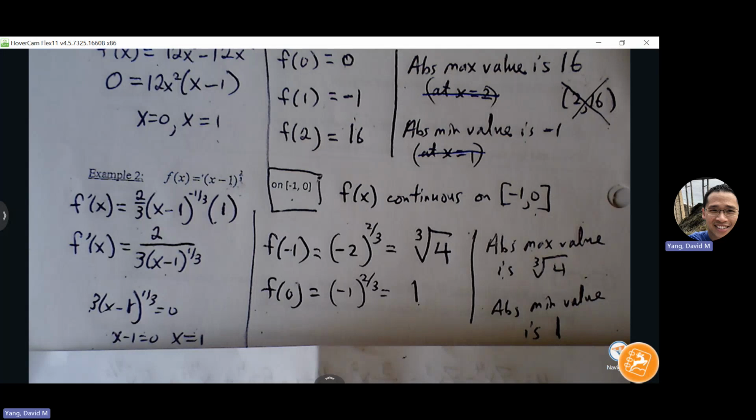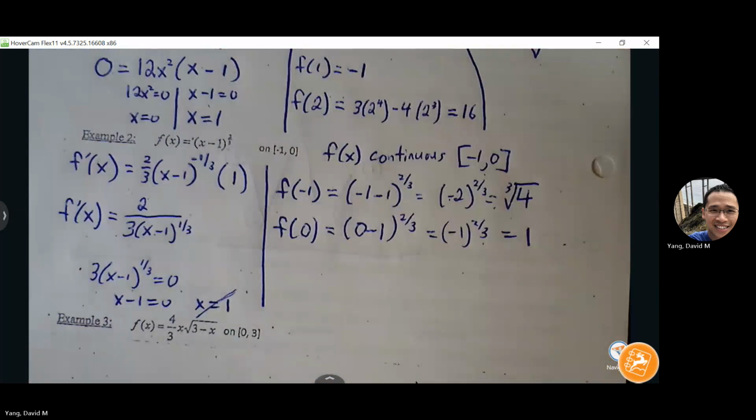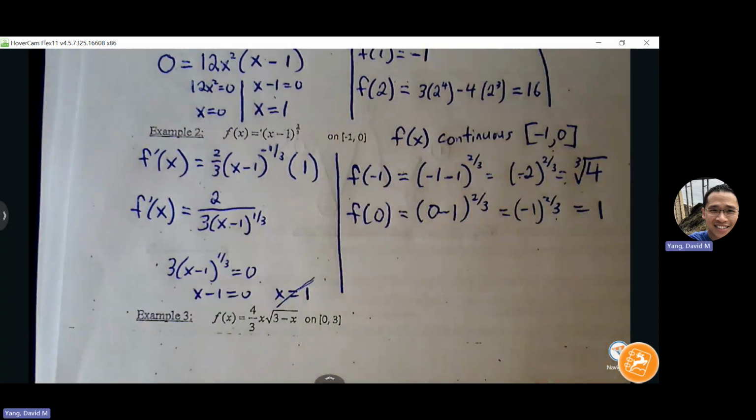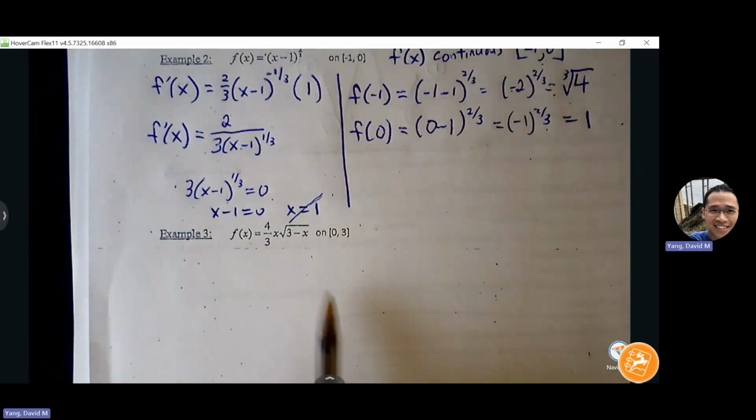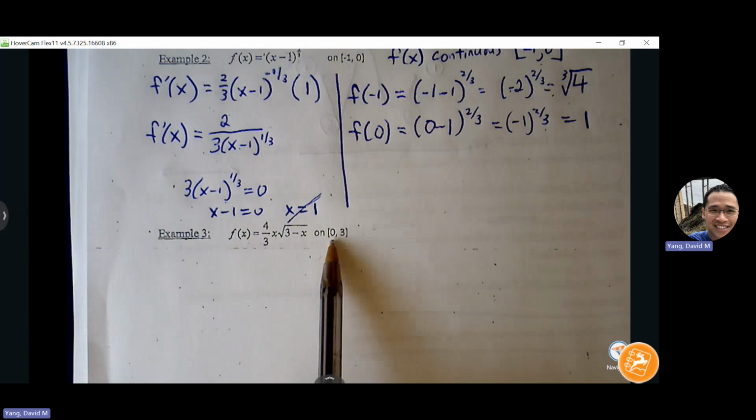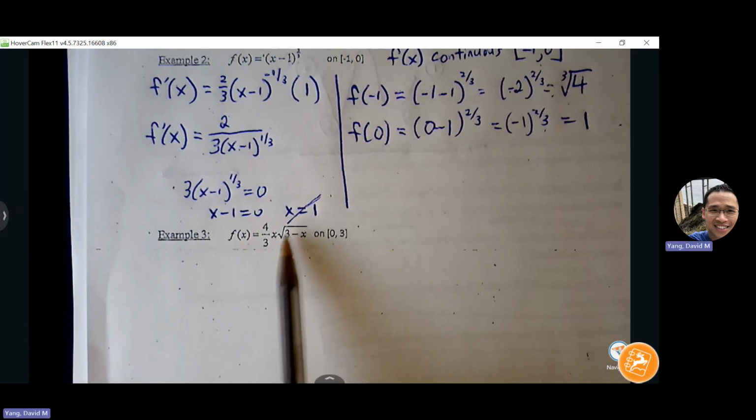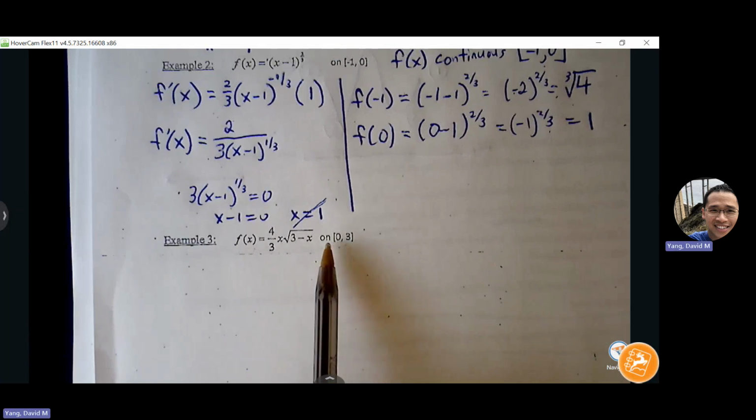Okay, the calculus is a little messier for example 3, so let's walk through that. F of x equals 4/3 x square root of 3 minus x from 0 to 3. Let's look at our condition here. 0 is safe. 3 is safe. There's no denominator. We should be okay.